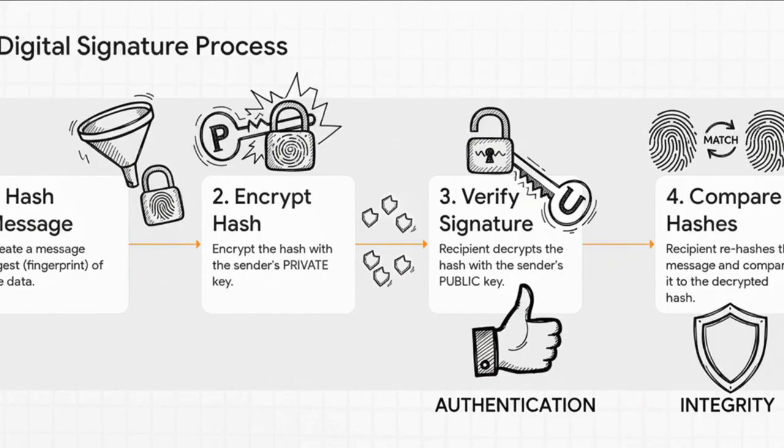So on the other end, the recipient uses the sender's public key to decrypt it. If it works, boom, that's authentication. Then, they hash the message themselves. If their new hash matches the one they just decrypted, bam, that's integrity.